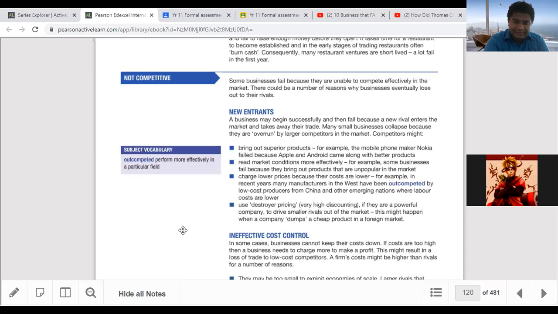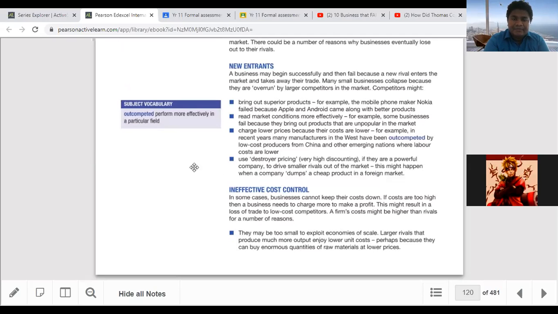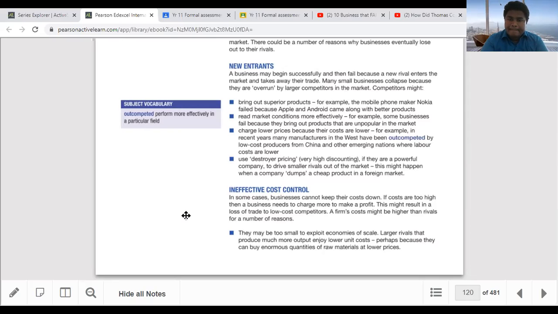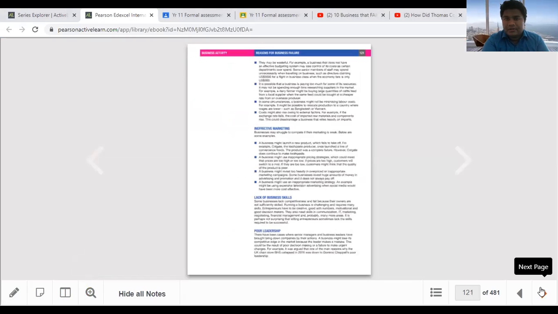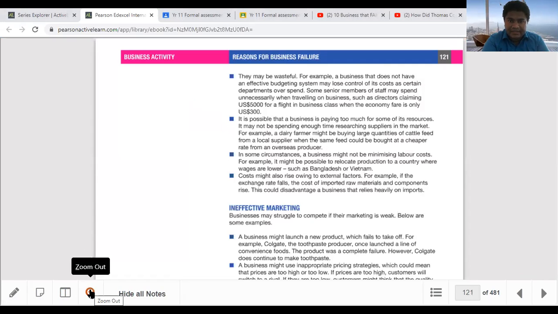Ineffective cost control. Sometimes you are unnecessarily spending money on some things. In some cases a business cannot keep its costs down. As a result, you can see organizations failing a lot. Organizations are facing so many challenges these days, such as new entrants and ineffective cost control. They may be too small to exploit economies of scale. Sometimes large rivals have much more output and enjoy lower unit costs. So with no cost controlling, sometimes they're spending without controlling the cost. That's another reason for business failure.